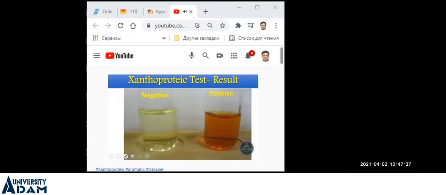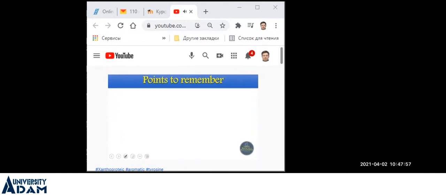So this is our test. As a result, we get a positive sample and a negative result. If you have tyrosine or tryptophan, we will get the yellow colored solution. After adding NaOH, you will get the orange colored solution. If you don't have anything, you will get a clear solution. So this is your positive and negative result for the test.